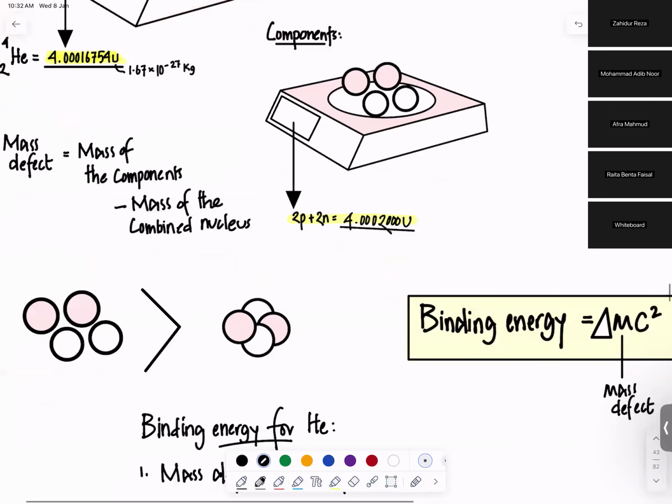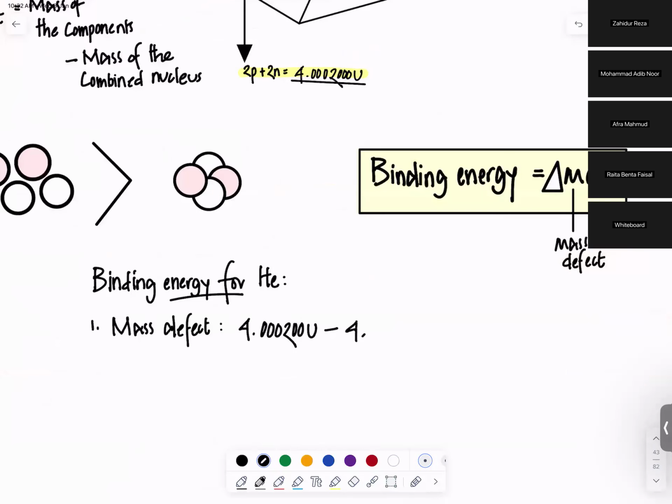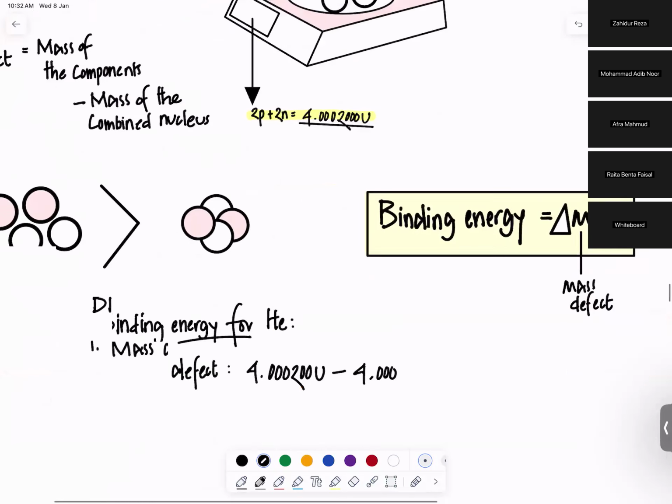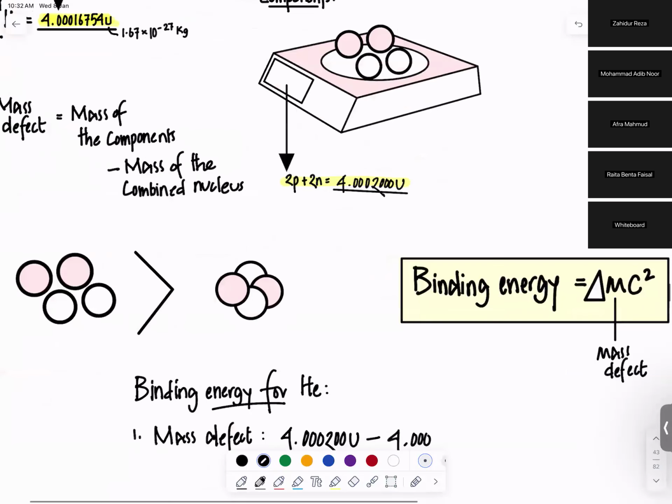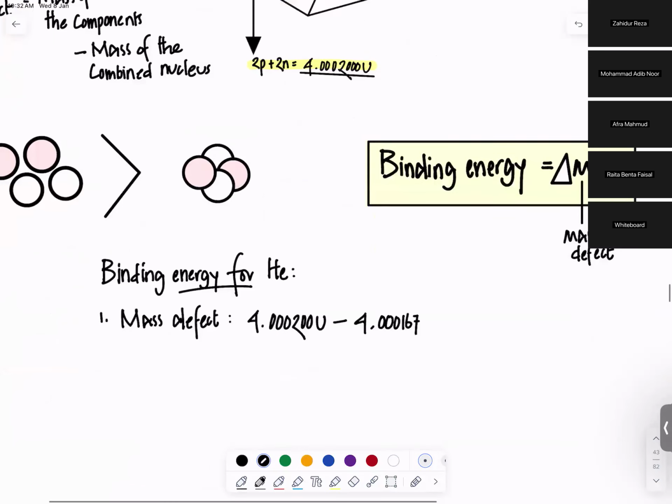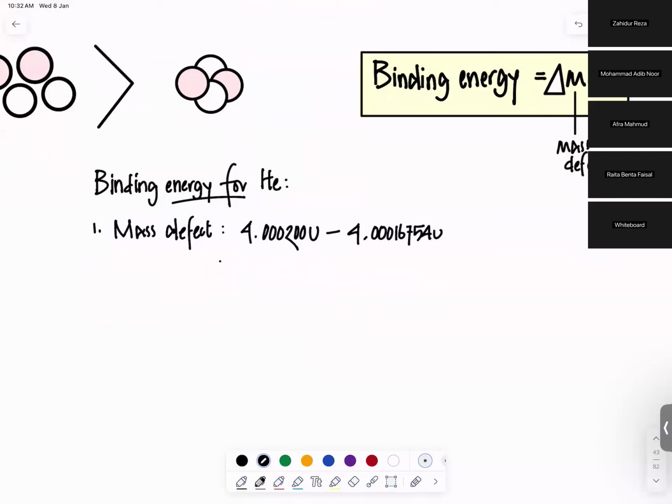4.000167. So yeah, that's the mass defect here. So what difference কত আসে? The difference in the two masses that you see here.